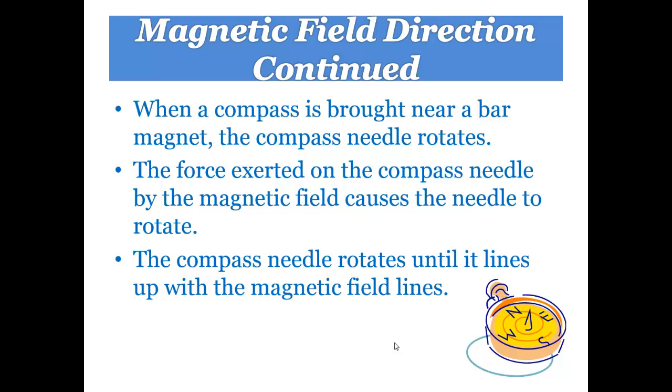So, the purpose of a compass is that when a compass is brought near a bar magnet, the compass needle rotates. The force exerted on the compass needle by the bar magnet causes that needle to rotate. And it basically rotates until it lines up with the magnetic field lines.